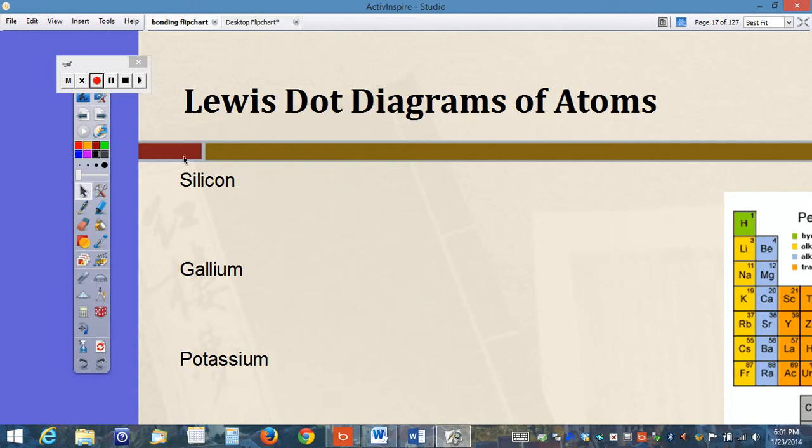Starting at the beginning, Lewis dot diagrams. Lewis dot diagrams are used to show where the valence electrons are located. Let's do some examples.